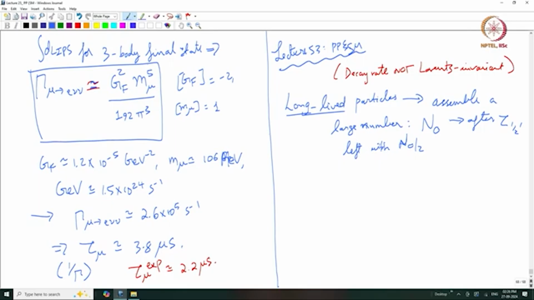So, if you want to study long lived particles, instead of waiting for one particle to decay, take a large number of particles and see if some of them decay. It just comes down to the number of particles in your sample as a function of time. By fitting this curve, you can get the decay rate or the lifetime.